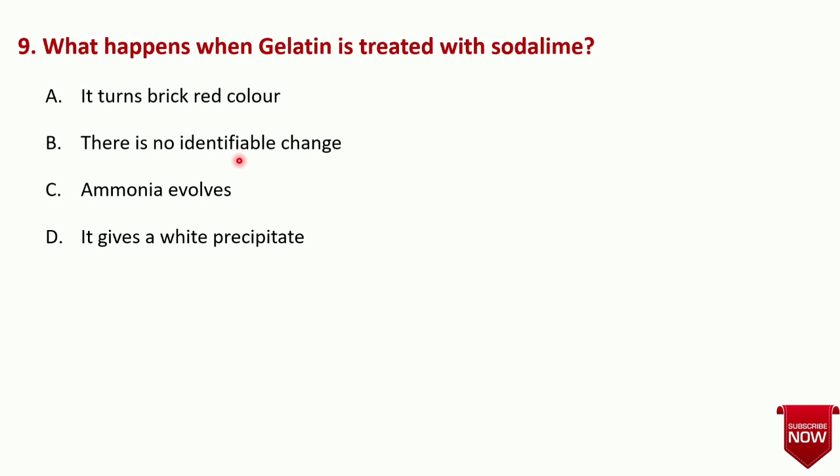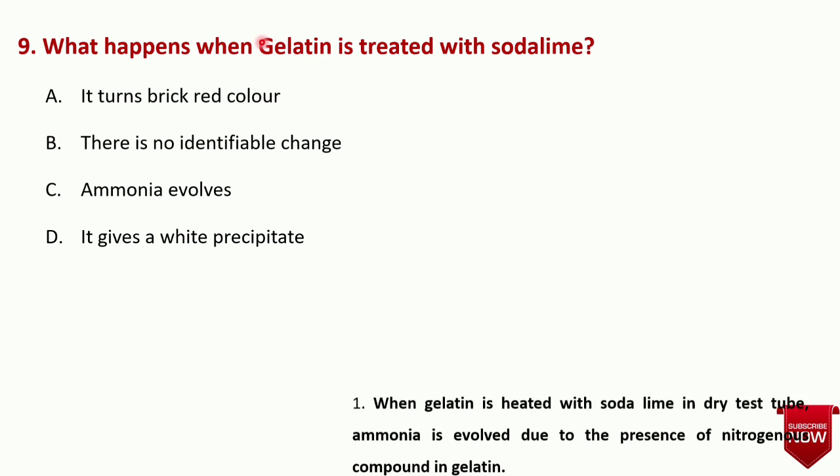And question number 9, what happens when gelatin is treated with soda lime? The given options are: it turns brick red color, there is no identifiable change, ammonia evolves, it gives a white precipitate. So when gelatin is treated with soda lime, you can see ammonia is going to evolve due to the nitrogenous content present in the gelatin.